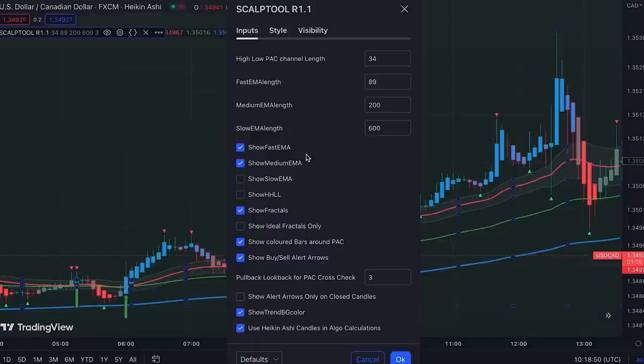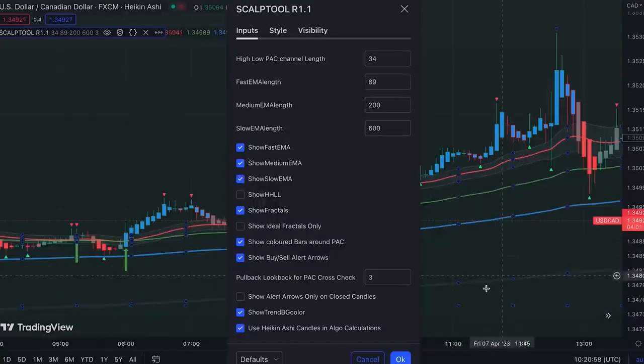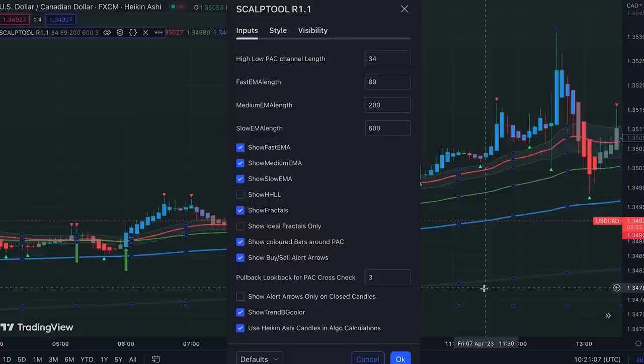We have a fast EMA, which is this green line, and by default it's an exponential moving average with length of 89. Then we have medium EMA, which is this blue line, and it's an exponential moving average with length of 200. We have also a slow EMA with a length of 600, which is not activated by default, and we can activate it from here, which is this black line, and it can be used for identifying major trends of the market on much higher time frames.